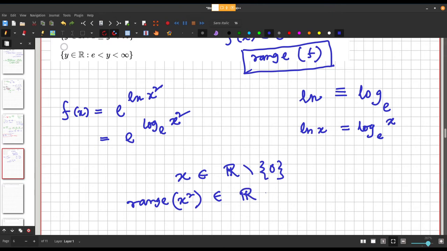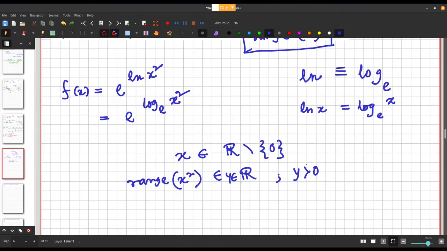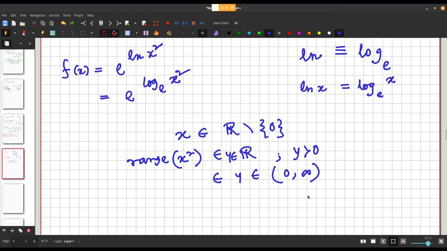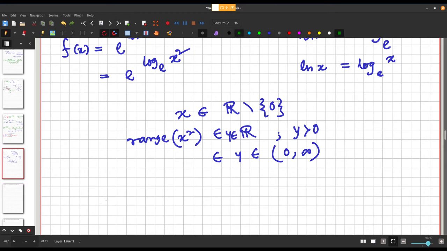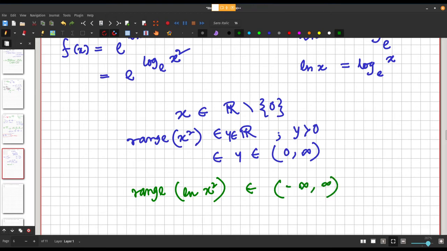This will again be real numbers, but let us call it y. Y belongs to the set of real numbers such that y is greater than 0. This cannot be 0 because the domain here does not include 0. So the range of x square will be 0 to infinity. Similarly, what will be the range of ln x square? This is going to be minus infinity to infinity.